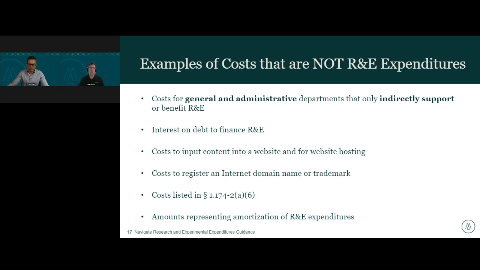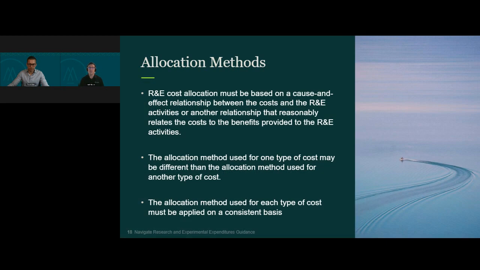So now that we know all of the types of costs, or at least examples of those types of costs, determining what the Section 174 expenditures are is going to be based on allocations in many different instances. So taxpayers must allocate costs to R&E based on a cause and effect relationship between the cost and the R&E benefits, or based on another relationship that reasonably relates the cost to the benefit. The guidance provides that the allocation method used for one type of cost may not be the same as the allocation method used for another type.